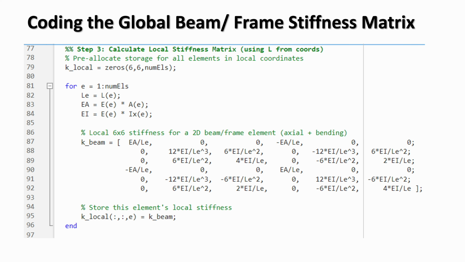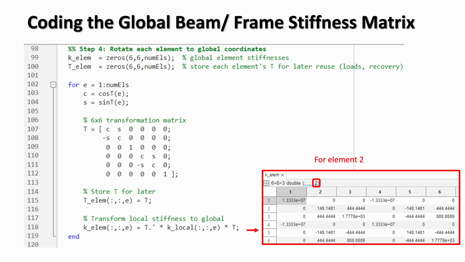The terms EI over LE cubed, EI over LE squared, and EI over LE represent bending stiffness contributions: shear forces, end moments, and rotational stiffness. The signs reflect how the forces and moments act in opposite directions at the two nodes. And finally, we save this stiffness matrix for the current element into our storage array. After this loop, we'll have a 6x6 stiffness matrix for every element in the frame, ready to be transformed into the global coordinate system. So far, we've built the local stiffness matrix for each element.